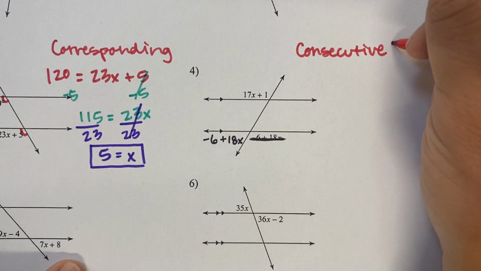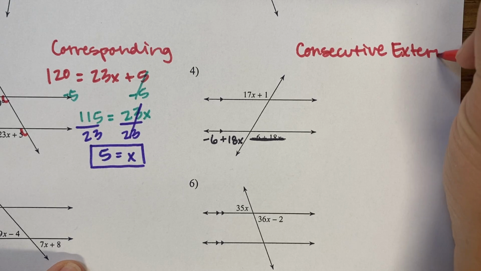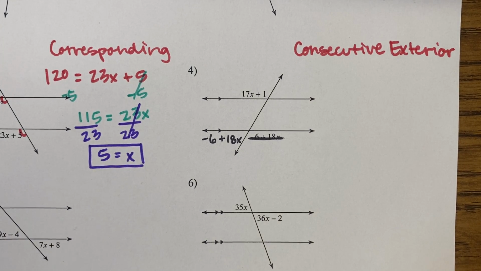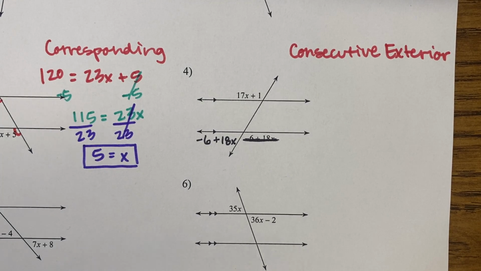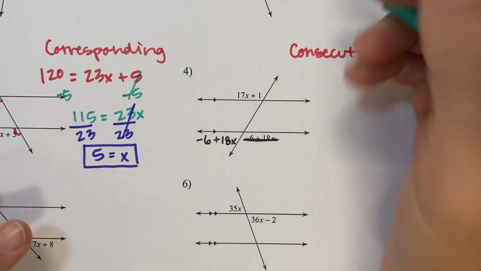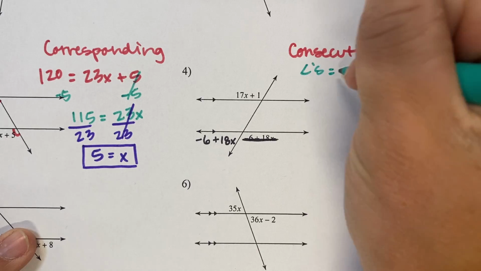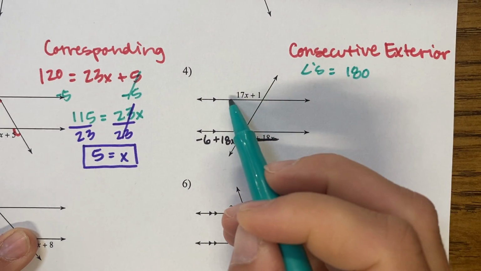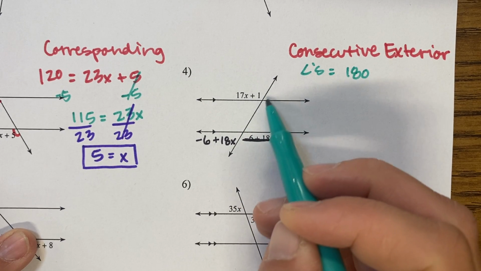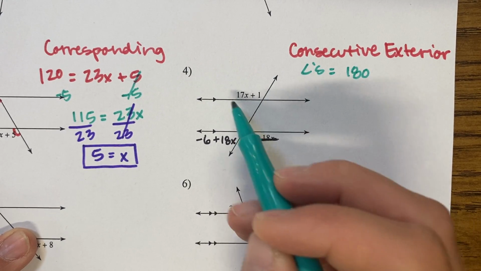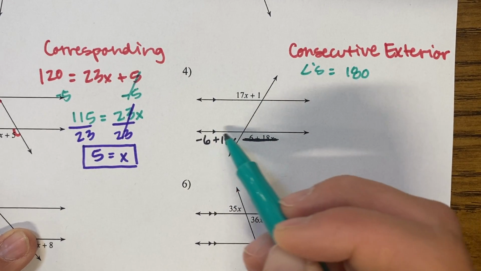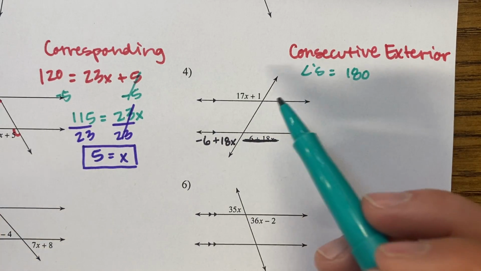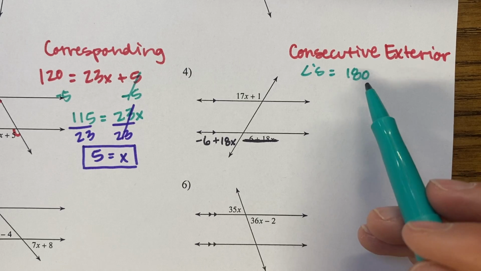Outside tells us exterior. Consecutive exterior angles. Well, what are consecutive exterior angles equal to? Let's write that down. These angles equal 180. One way to look at that is I see that 17x plus 1 is a big angle, right? It's an obtuse angle. And then negative 6 plus 18x is a small angle. It's an acute angle. Well, whenever you're adding a big one and a small one, they're going to equal 180.